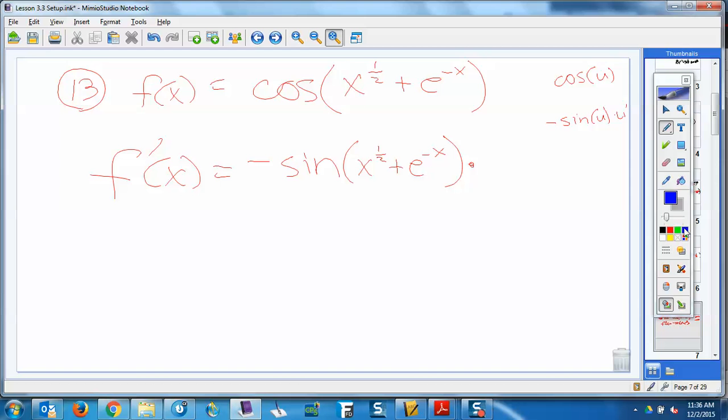times, I guess I got to change colors. Now we want to do the derivative of the inside, which is the blue part. So the derivative of that would be 1/2 x to the negative 1/2, and you're going to have to kick out a negative 1 because of what's there, e to the negative x. We'll kick out that negative, which turns into a minus. And again, nothing really that I can do. I can distribute that negative over into that parenthesis, but not really anything useful. Okay?